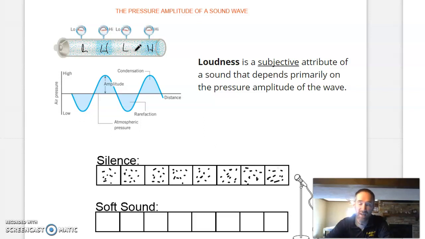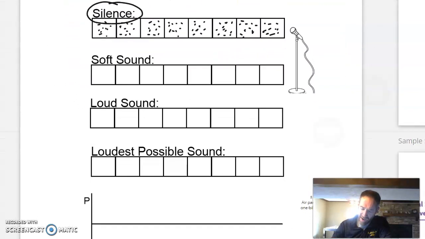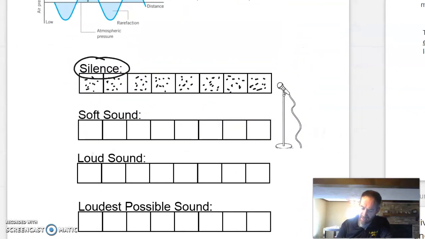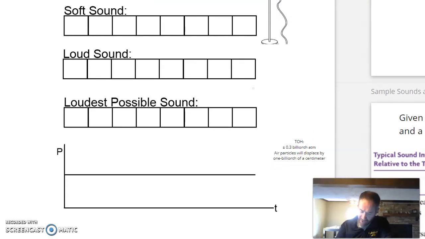All those boxes have 10 molecules in there. There's no fluctuation, no difference in pressure from one area to the next. And so we say that that's a picture of silence. And so if I wanted to show you a graph of that, like say I quote unquote played the silence into the microphone, the graph of that would just look like so. It would just be a nice steady 1 atmosphere of pressure.